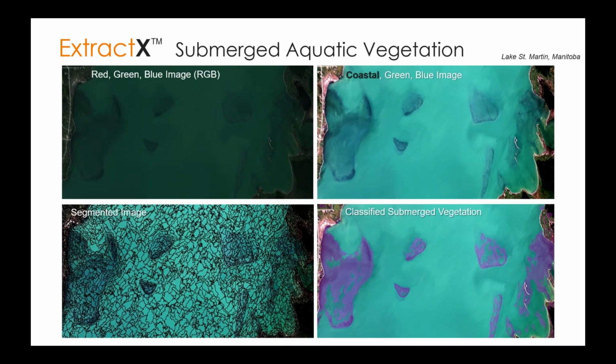Of course, we can also do submerged aquatic vegetation. The image in the top left, that's your typical RGB signature. Pretty good, but we can certainly improve that. We use something called a coastal channel. It's a very, very short wavelength, so it penetrates the water column better to see seafloor vegetation. Again, we run our segmentation process in the bottom left, and then it's a presence absence classification of submerged vegetation in the bottom right.